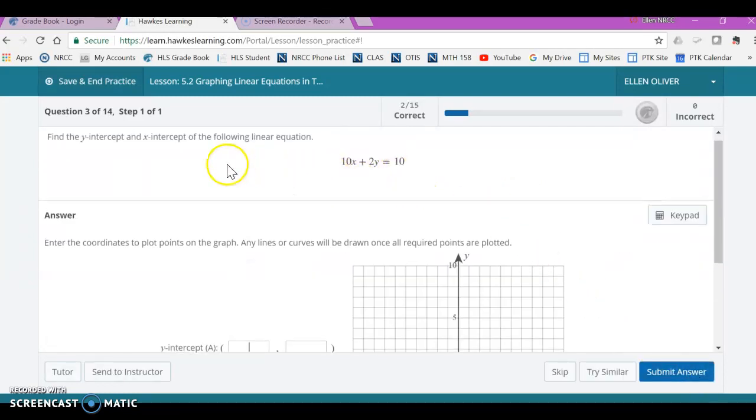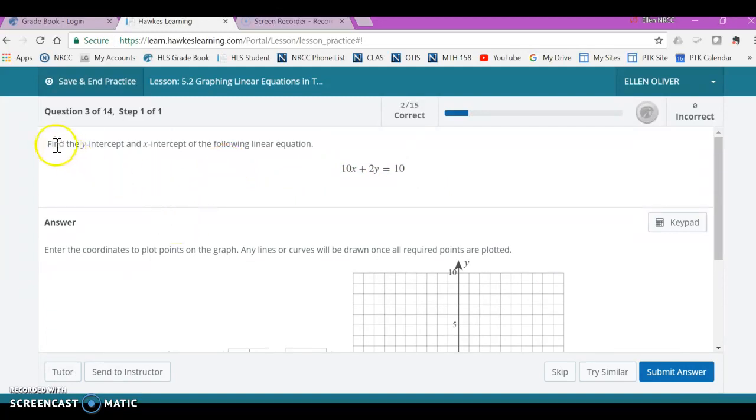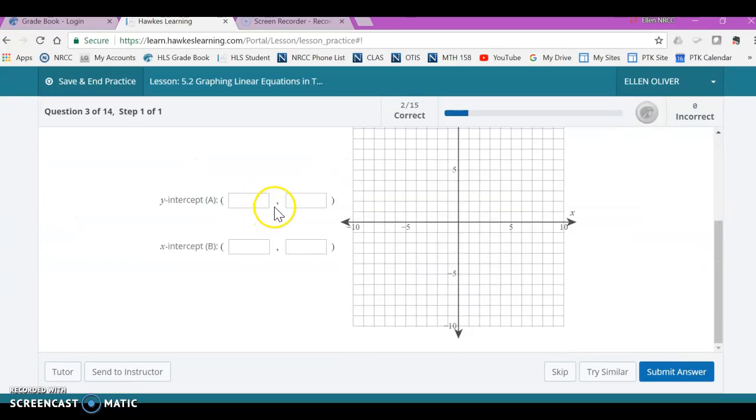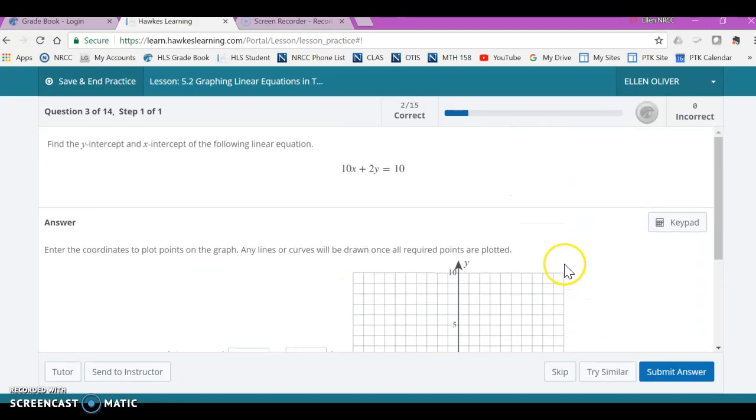10x plus 2y, so I need to ask myself, do they want those intercepts or do they want any point? All right, find the x and y intercept. Okay, so I'm going to go down and put my zeros. My y-intercept is where x equals 0. My x-intercept is where y equals 0. And so those are the points I'm going to plug in for my t-chart here.